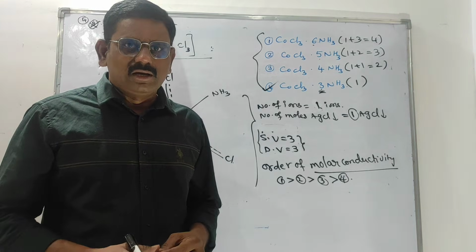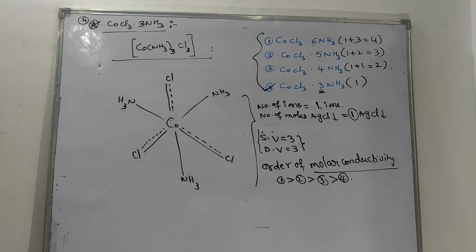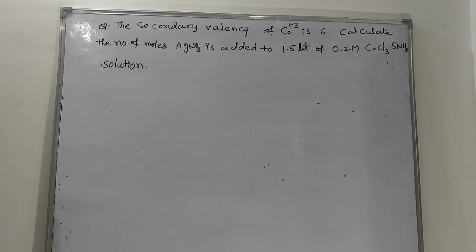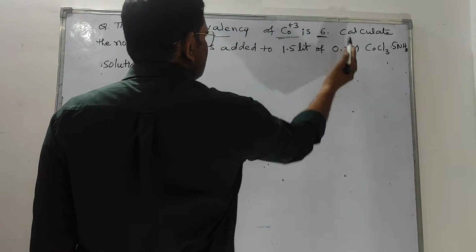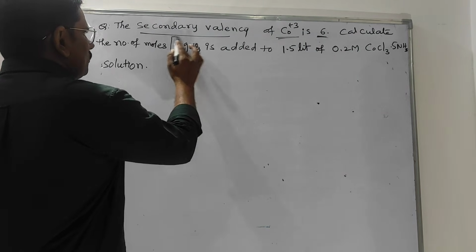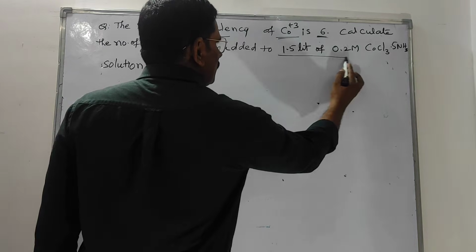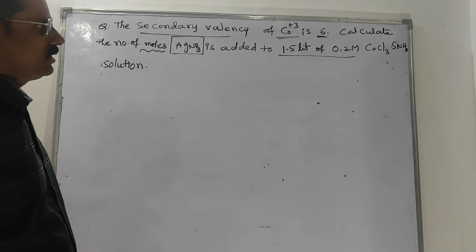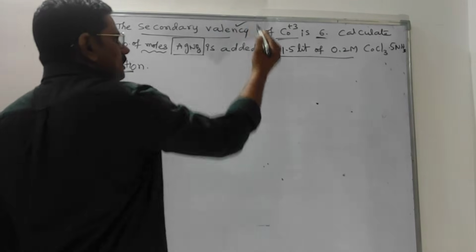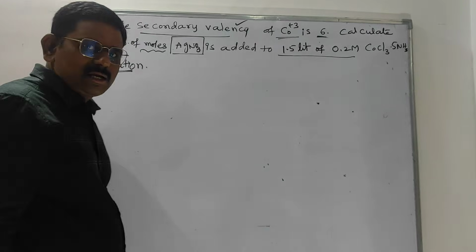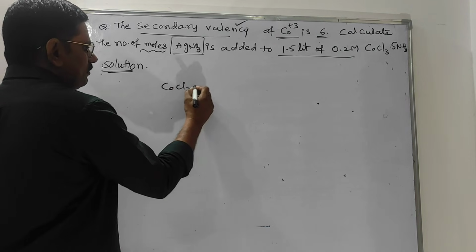Now I would like to ask you a question based on Werner's theory. Now understand this question. How do you solve it? See, the secondary valency of cobalt 3 plus is 6. Calculate the number of moles of AgNO3 added to 1.5 liters of 0.2 M CoCl3·5NH3 solution. The important keyword is secondary valency of cobalt 3 plus is 6. 6 ligands must be present in the complex. What is the complex he has given? That CoCl3·5NH3.